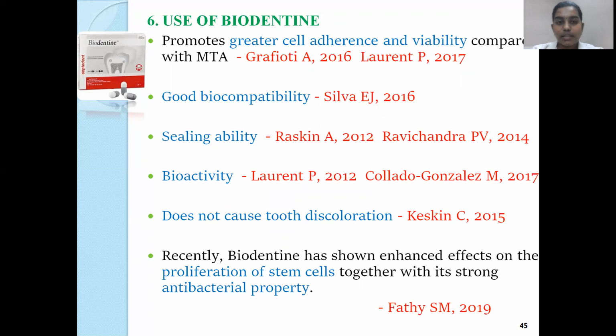Pulp-dentin is used in the study because it promotes greater cell adherence and viability when compared with MTA by Graffiotti et al. and Laurent et al. It has good biocompatibility by Silva et al. Has good sealing ability by Ravichandran et al. Has bioactivity by Laurent et al. And it does not cause tooth discoloration by Keskin et al. Recently, pulp-dentin has shown enhanced effects on the proliferation of stem cells together with its strong antibacterial properties by Fatty et al.